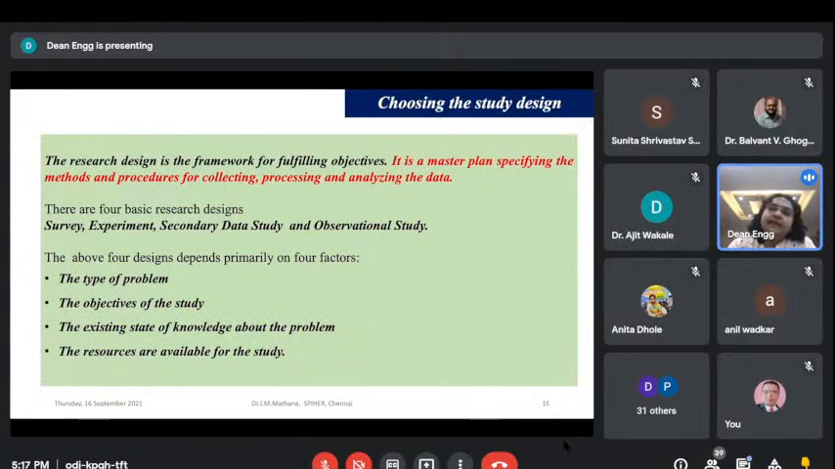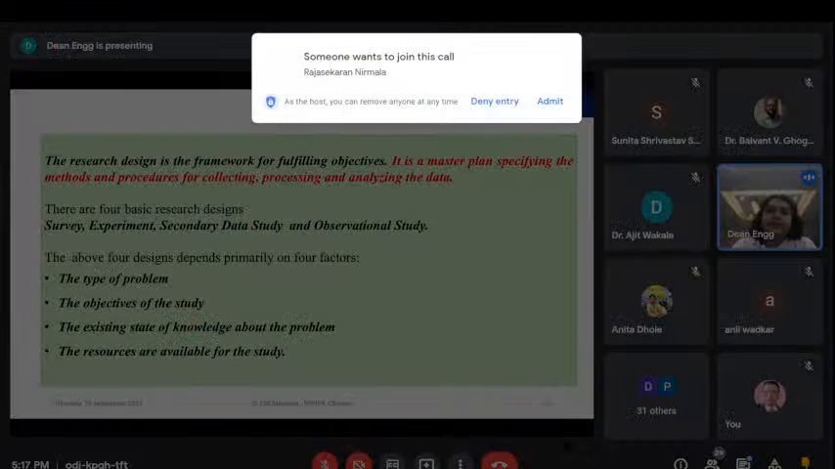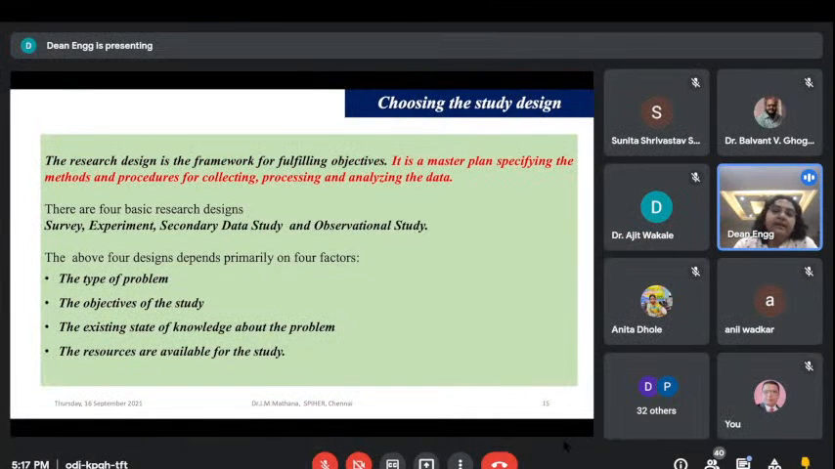Now we have to select the design. What methodology am I going to select for my research? Normally there are 4 basic research designs: one is survey, second one is experiment, then secondary data study and observational study. So among the 4, which one do I have to select? It is based on the type of problem, objective of study, existing state of knowledge about the problem, and what are the resources available. Based on that, we have to choose any one of the 4. I hope that, my dear participants, you are following.